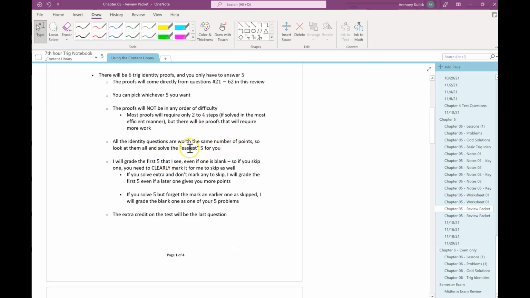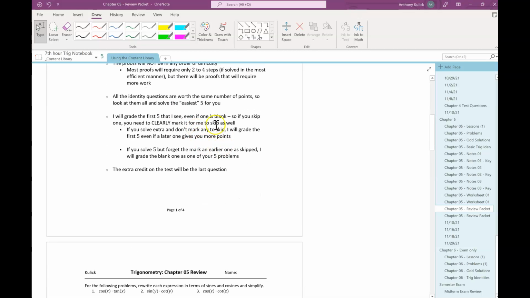They're all worth the same amount, so pick the ones that look easiest. I'm going to grade the first 5 that I see that are not marked as don't grade. So I'll have a little box on there that says grade this or don't grade this. The first 5 that I see that aren't marked don't grade, I'm grading. So make sure that you're being careful on the test. And if you change your mind, you can always go back and put an X through something and change it to don't grade. You don't have to erase anything.